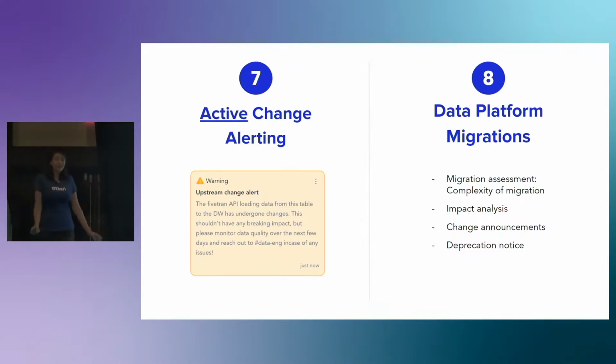This is data platform migrations. We migrate things all the time. How do you assess the complexity of the migration? How do you create deprecation notices, change notices, and make sure that nothing breaks when you actually migrate stuff?